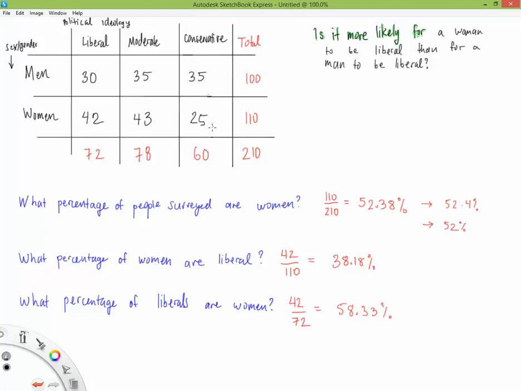So we want to know, how likely is it for a woman to be liberal? Which question answers that? What percentage of women are liberal, or what percentage of liberals are women? How likely is it for a woman to be liberal? Okay, I'm going to label this one sentence A and this one sentence B. Which one answers, think to yourself, don't shut it out. How likely is it for a woman to be liberal? Question A, question B.